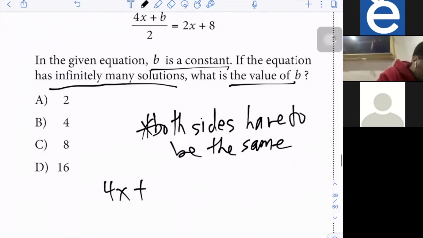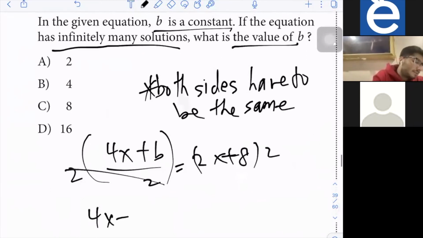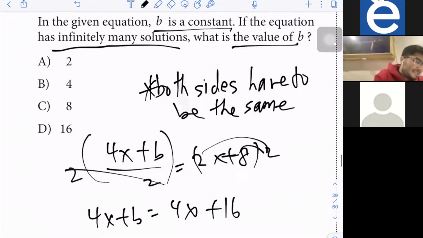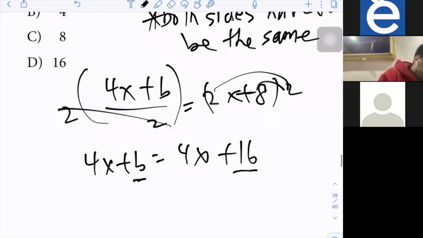So if it's 4x plus b over 2 is equal to 2x plus 8, we have to multiply both sides by 2, so you can get rid of the 2 on the left side and distribute the 2 on the right side. So you get 4x plus b is equal to 4x, if you distribute, plus 16. Now both of them are the same form, and the 4x's are the same. So the only thing that's different is the b and the 16. If you compare them, you can cancel out the 4x's, and you know that b has to equal 16 for both equations to be the same.